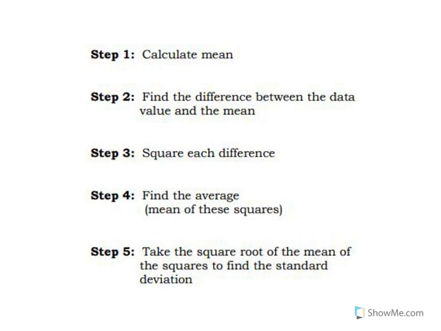You're going to calculate the mean, that's step one. Then we're going to find the difference between the data value and the mean. Then we're going to square each difference. Then we're going to find the average, the mean of the squares. And then we're going to take the square root of the mean of the squares to find the standard deviation. That's probably all a bunch of mush right now, so go ahead and write down those steps, and then we will go into an example.